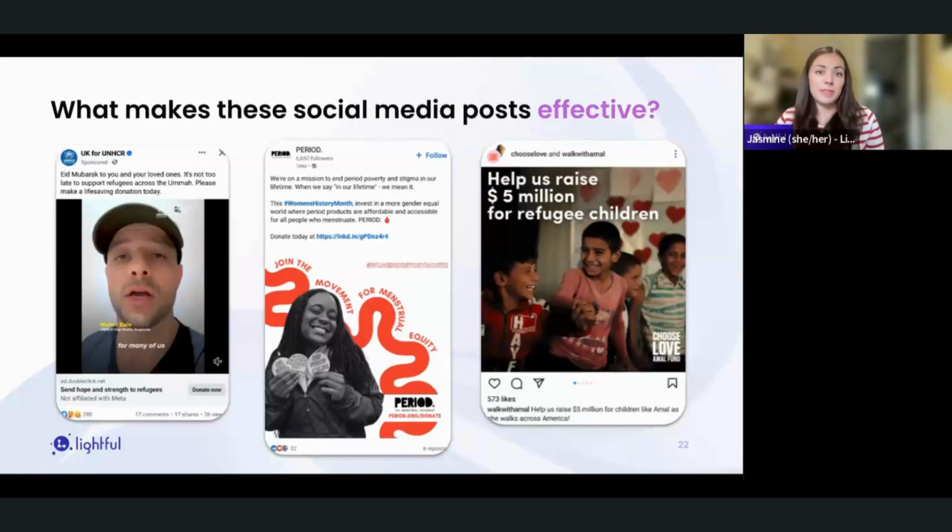The first post on the left is a Facebook advert. It includes a self-filmed face-to-camera video, which is still at the moment, but this is a paid post. This is an advert, so it's likely been targeted to be seen by specific audiences. And then the post copy starts with Eid Mubarak to you and your loved ones. This works because it's culturally aware, it recognises that special moment that Simran mentioned earlier. And the ask then feels timely and respectful, and it's targeted at that particular audience group.